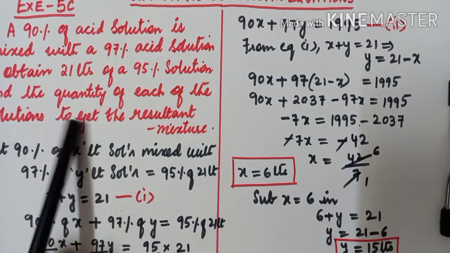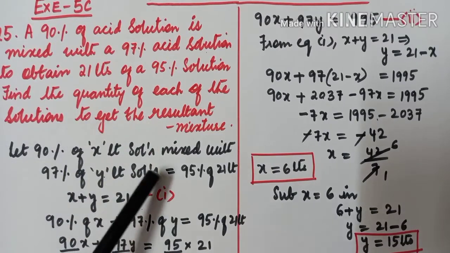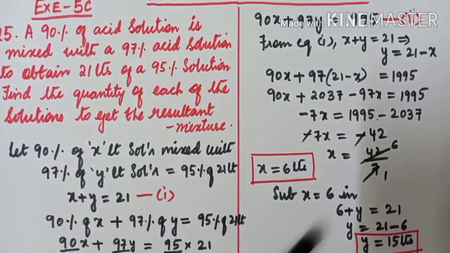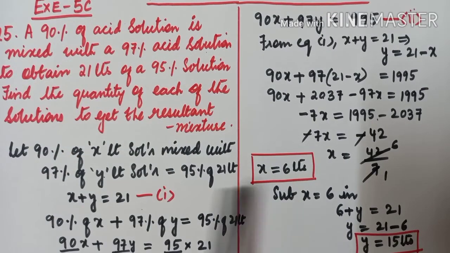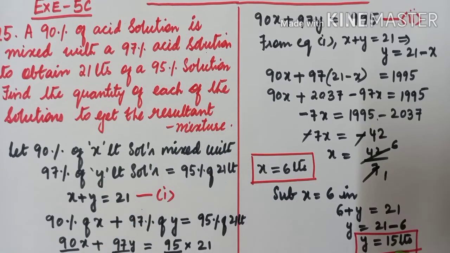So what do you need to find in the question? Find the quantity of each of the solutions to get the resultant mixture. So x liters, the 90% solution quantity, is nothing but 6 liters. Then the 97% acid solution quantity is nothing but 15 liters. So therefore you can write the quantity of each solution: one solution is 6 liters and the other solution is 15 liters. Okay, so now that's it. Let us go to the next problem.